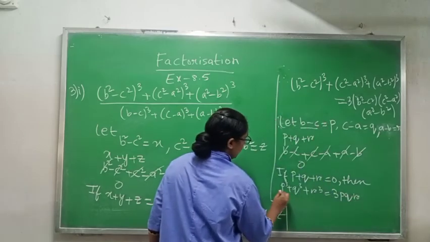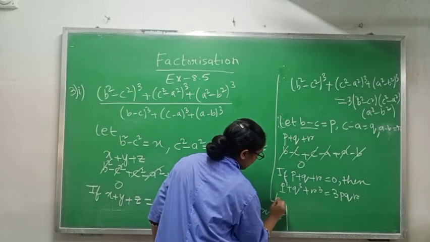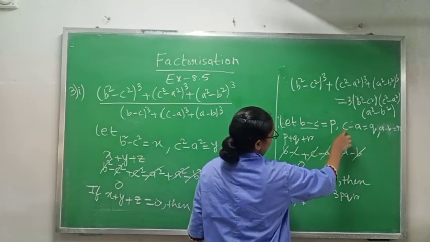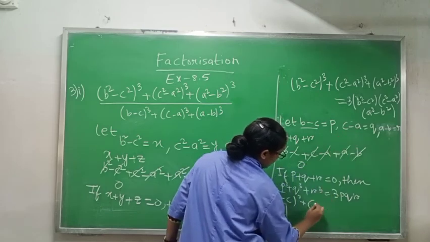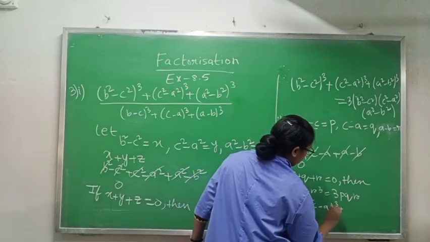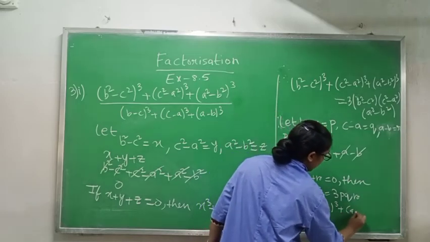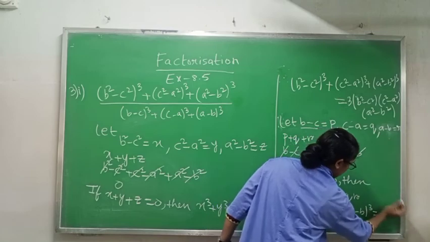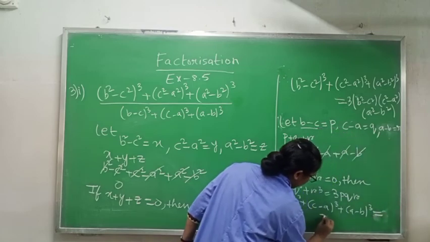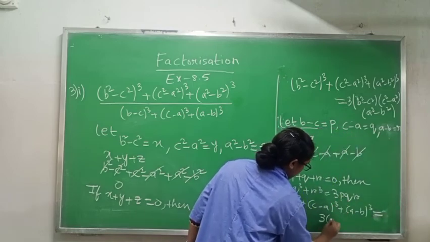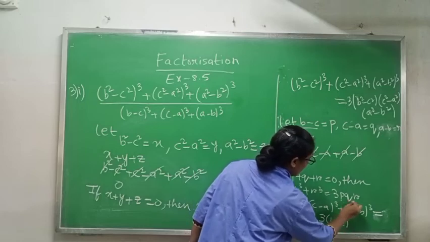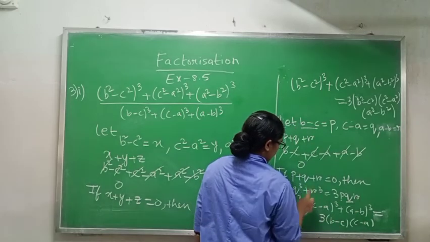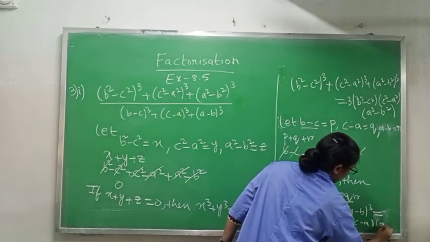3pqr. Now in place of p you write (b − c)³, in place of q you write (c − a)³, in place of r you write (a − b)³, equals 3. I am not getting place here, that is why I am writing here. I am writing 3, where p is b − c, q is c − a, and r is a − b.